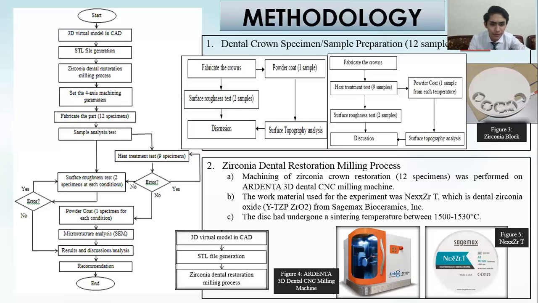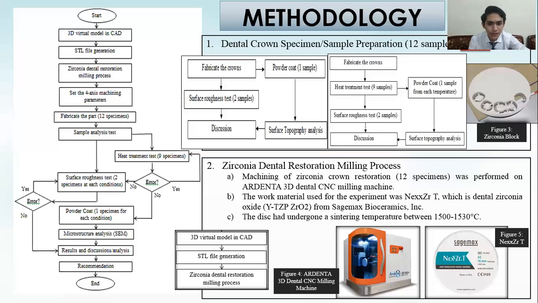Firstly, for the dental crown specimen sample preparation, we decided to fabricate 12 samples of zirconia crown restoration, 3 samples for untreated and 9 samples for heat-treated crowns. For heat treatment, we use 3 temperature settings. First, for untreated, we have 3 samples. 2 samples we will use for surface roughness measurement and 1 sample for SEM analysis. Second, for heat treatment, we have 3 replications at each temperature setting. 2 samples we will use for the surface roughness and 1 sample for SEM analysis.